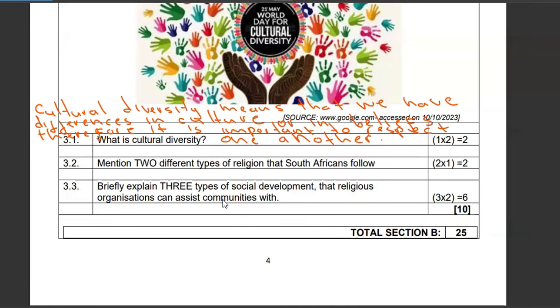Then 3.2 reads, mention two different types of religion that South Africans follow. So there are different types of religions which South Africans follow. They have Christianity. Christianity is the most followed religion in South Africa. In addition to that, there is Islam. Then in addition to that, there is African traditional religion, which is written as ATR. Then there is also Baha'i faith.